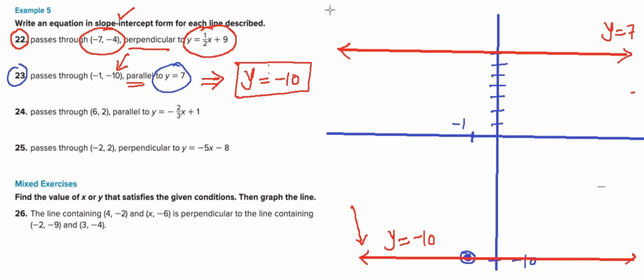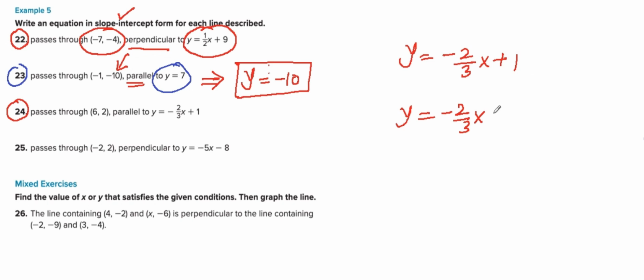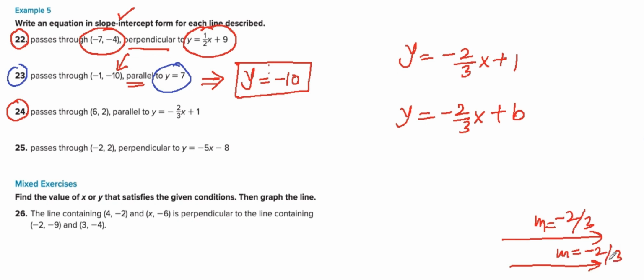Then next question, 24. Again parallel. The given line is y equal to minus 2 over 3x plus 1. So what is the other equation which is parallel to it? The slope will be the same, minus 2 over 3x plus b, because we don't know the y-intercept. The slope will be the same because the lines are parallel. One line's slope is minus 2 over 3, then the slope of the other line is also minus 2 over 3 because they are parallel. It is written in the question.